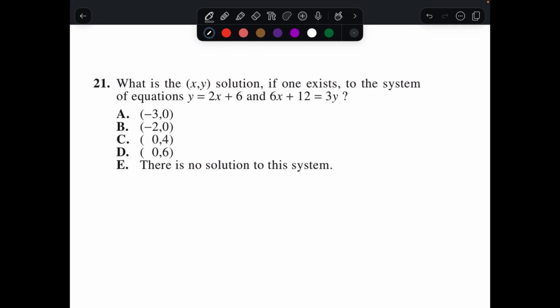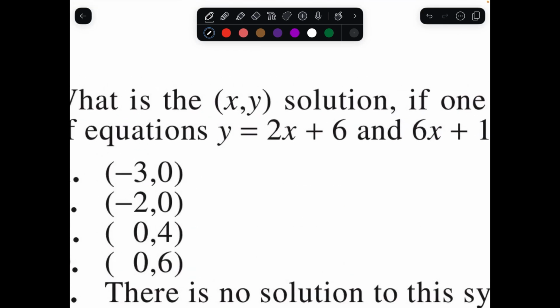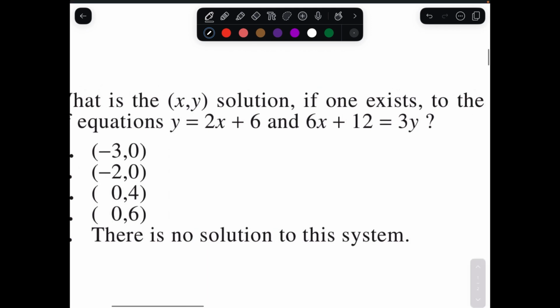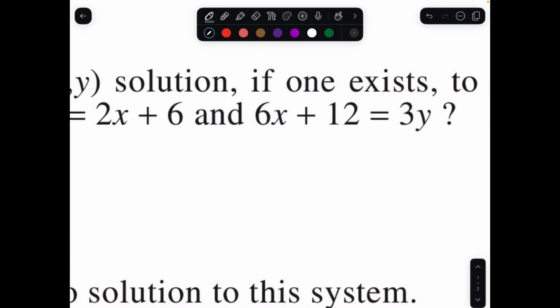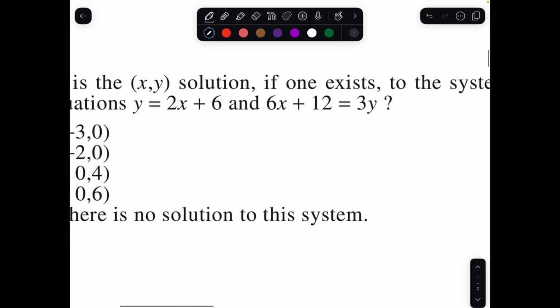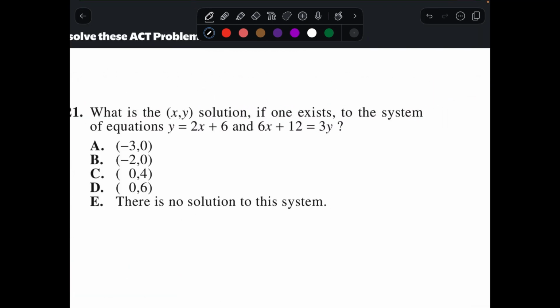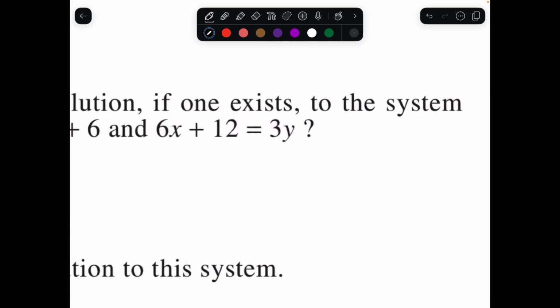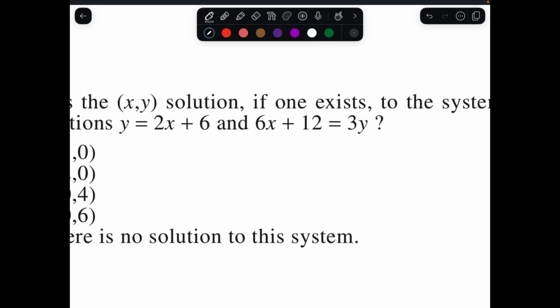So my recommendation for this problem is that you could substitute y into this equation, so it would be 3 times 2x plus 6. That is one way to do it. But the way that makes more sense to me would be to solve for y in this equation, and then, since we're trying to find the solution, I would set these two equal to each other. So let me show you what I mean.